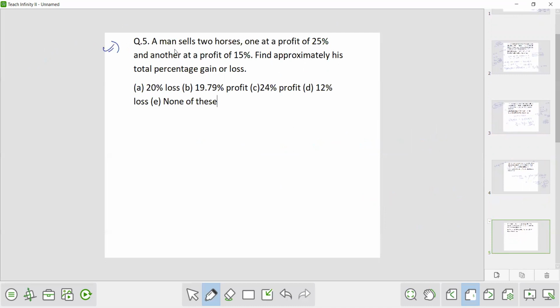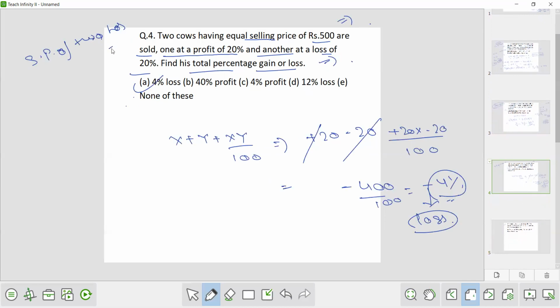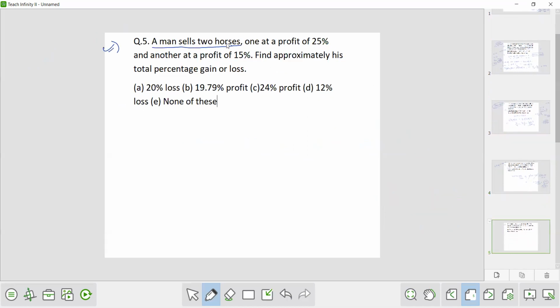Now this question. A man sells two horses. Here in question number 4, the selling price was given. Now in question number 5, the selling price is also not given. So one is sold at a profit of 25% and another at a profit of 15%. Find approximately his total percentage gain or loss.